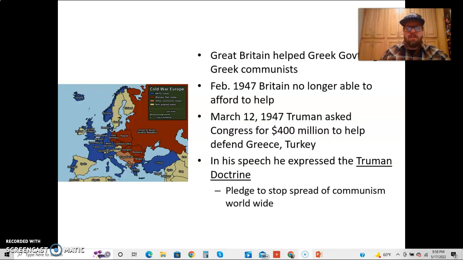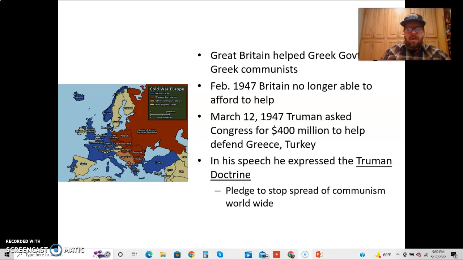So on March 12, 1947, Truman asked Congress for $400 million to be able to help defend Greece and Turkey against communists, and likewise the Soviet Union. So in his speech, where he was asking Congress for this $400 million, he expressed what is called the Truman Doctrine, named after him. So this is his doctrine. This is how he wants to deal with communism, other than this idea of containment.